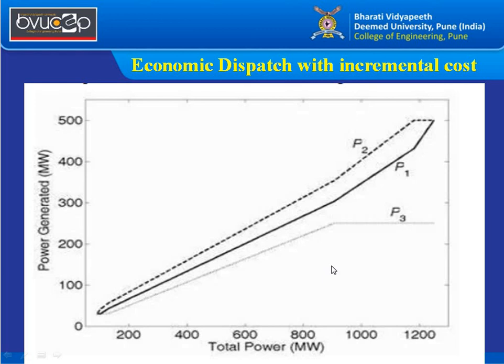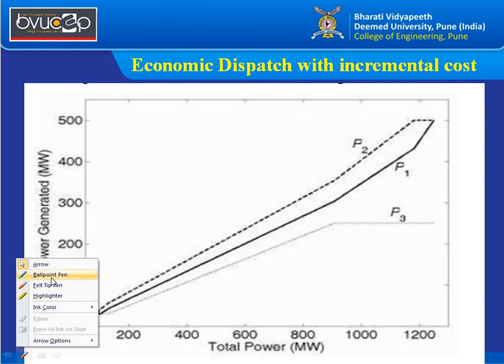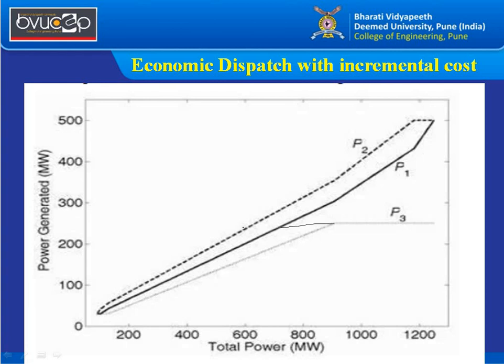Now we can observe this from the graph, the total power and the power generated. We can see here how it is increasing linearly. Almost all three are increasing linearly till a particular point. Now, as P3 has the lower limit, we'll just highlight it over here. This limit is only up to 250. So once it reaches 250, it has to maintain at 250. But the limit on the first and second generators is 500.